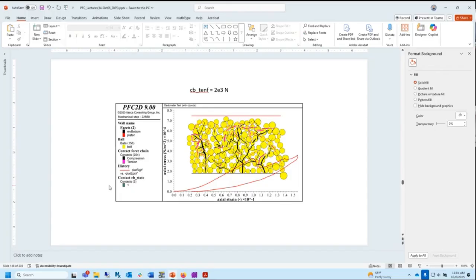I love this example because it's so simple, and it's just the beginning of illustrating all these different rich things of how this system behaves.